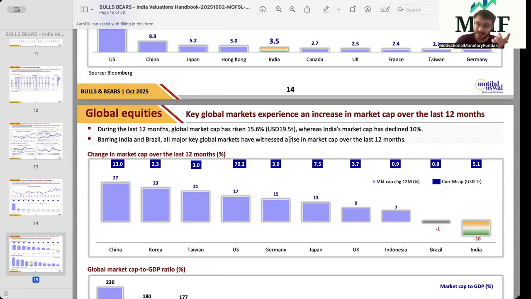But the Indian market has declined by 10%. India as a percentage of global market cap has declined because I showed you that chart. Right? It was as high as how much? 4.5%. It came down to 3.5%. Correct.